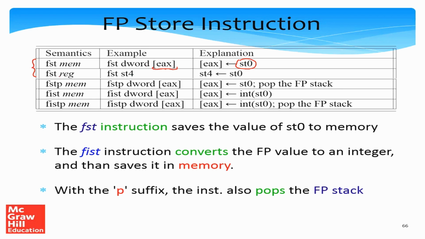Alternatively, it is possible to specify a certain floating point register. In this case, the contents of ST0 are, so this acts like a floating point register move pretty much. It takes the contents of ST0 and saves it in this case in ST4. So basically ST0 is always the source. We can either save its contents in memory, or we can save its contents in another floating point register.